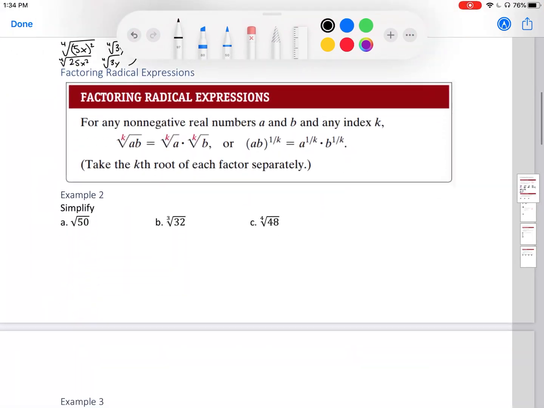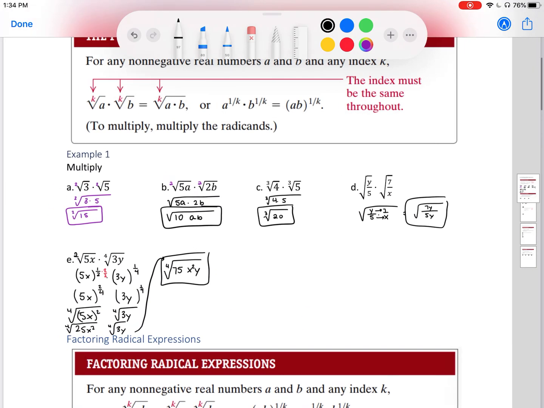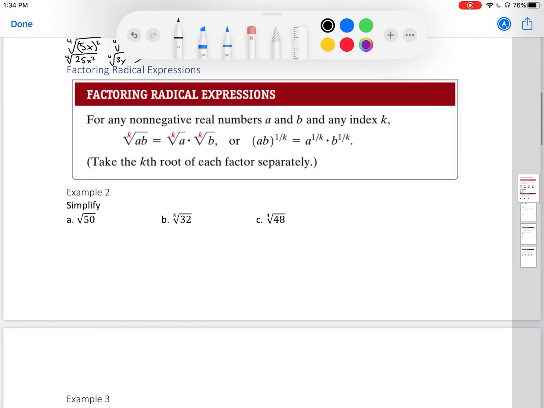Factoring radical expressions. For any non-negative real numbers a and b and any index k, the kth root of a times b equals the kth root of a times the kth root of b. Or ab raised to the 1 over k power equals a raised to the 1 over k power times b raised to the 1 divided by k power. So because we have an equal sign, I can use it going one way and then the same for the other way.